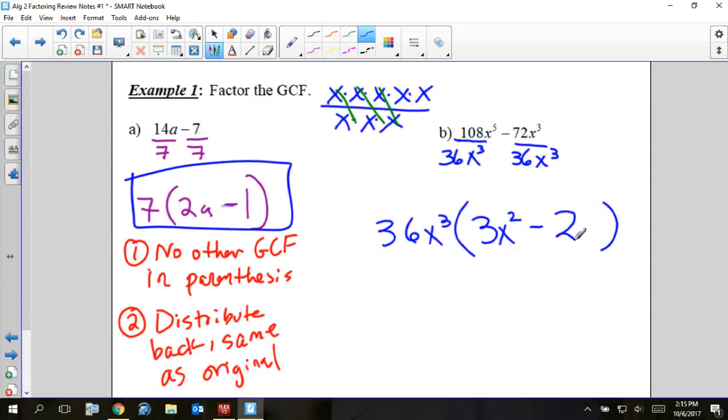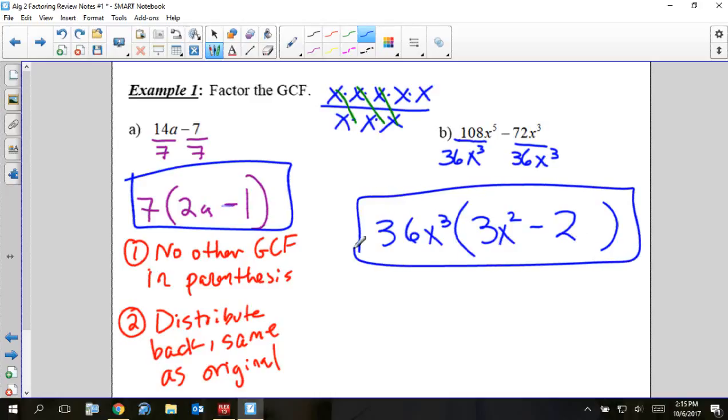Now, does 3x squared and 2 have anything in common still? No. So I picked the greatest common factor. And if I multiplied it back in, like if I took x to the third times x to the second, would that give me x to the fifth? So if I multiply it back in, does it work? That's how we know we're correct.